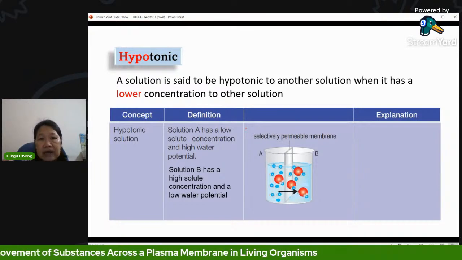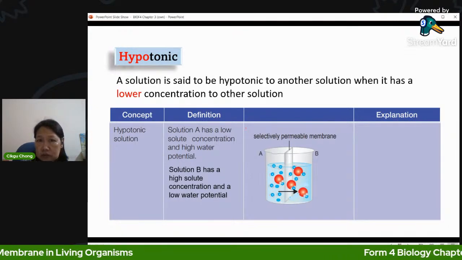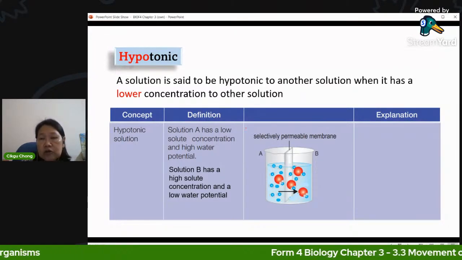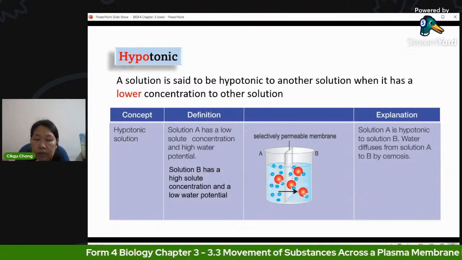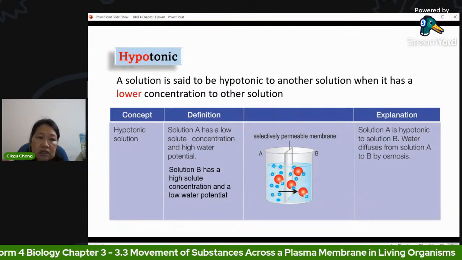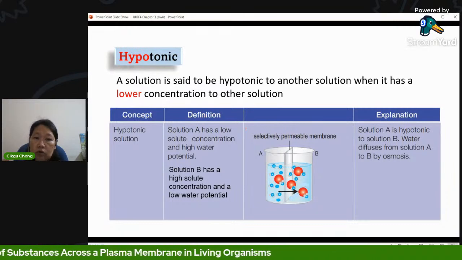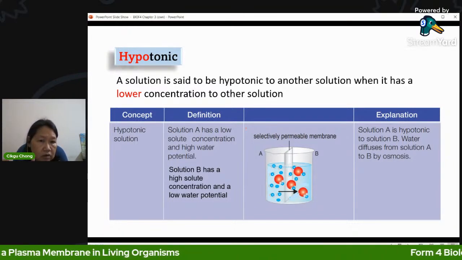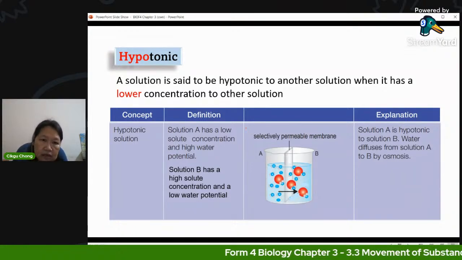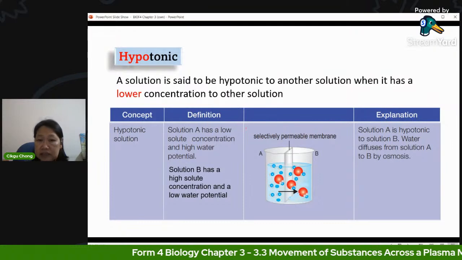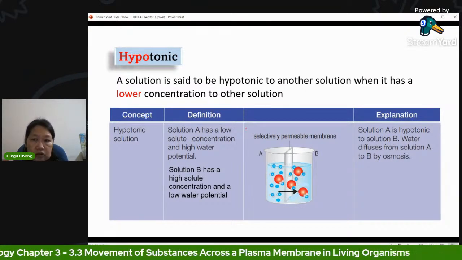You cannot be high in water and also high in solute. You can only be high in water, that means you're low in solute. Or you're high in solute, you're low in water. All right, okay. So explanation. So now if you compare A to B, A is considered a hypotonic solution because A has a lower solute concentration. A only got one red one, that solute here, and it got more water. It's got 10 molecules of water there, right? So A is hypotonic to B.